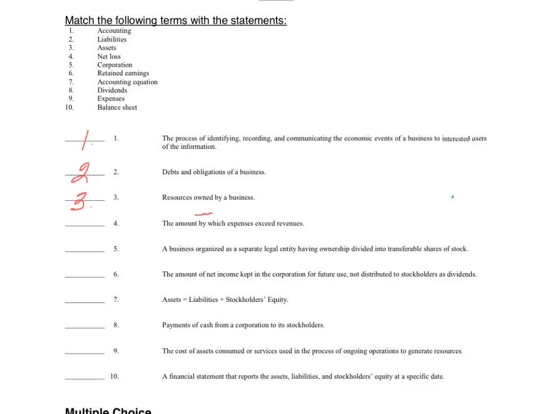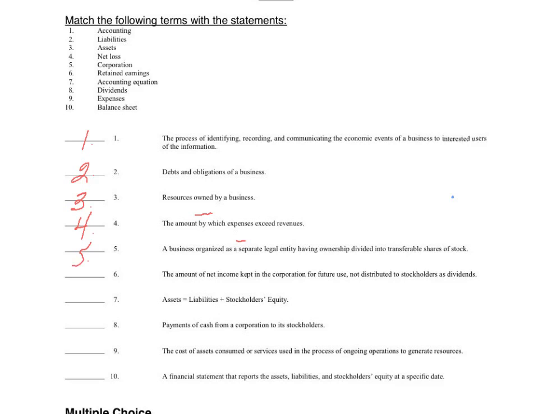Okay? The amount of which expenses exceed revenue. Well, if my expenses exceed revenue, I have a loss. So therefore, net loss. Number five, a business organization is a separate legal entity having ownership divided into transferable shares of stock. Well, business organizations, remember there were three: sole proprietor, partnership, and corporation. And this is a corporation. Oh, it looks like the numbers are following sequential.